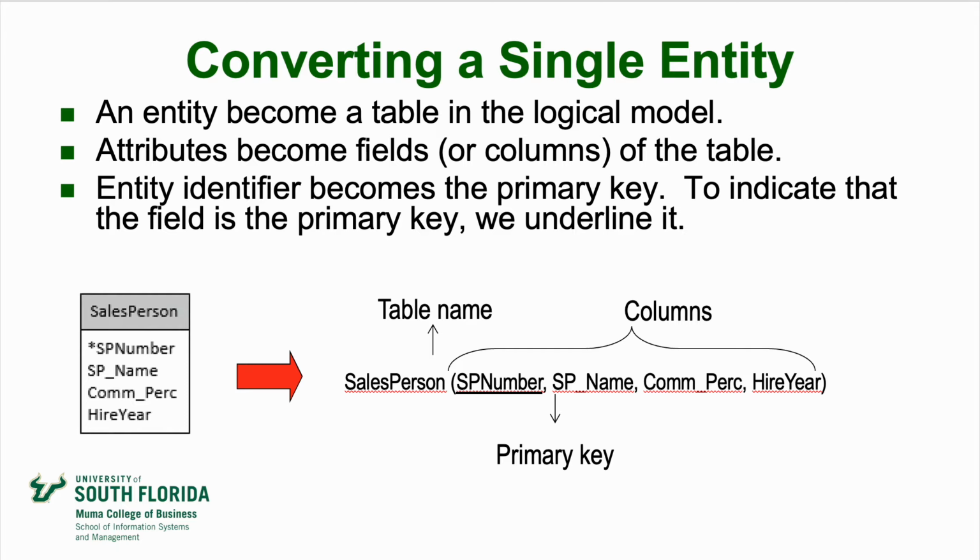The example on the slide shows how you convert the salesperson entity in the ERD to a table in the logical design. The name of the entity becomes the name of the table, the attributes in the entity become columns or fields in the table, and the entity identifier in the entity becomes the primary key.